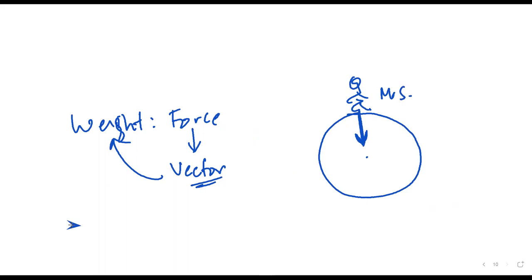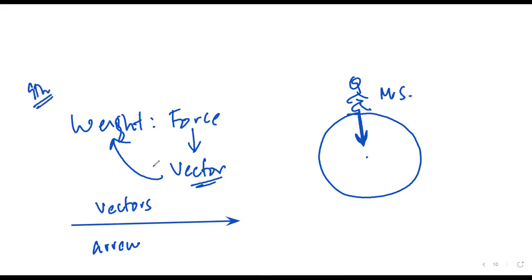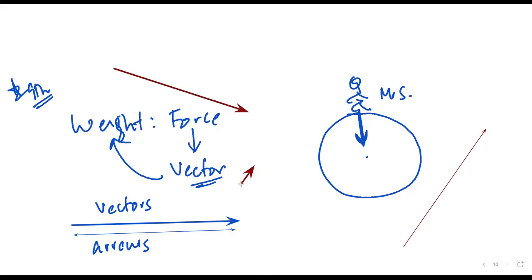Vectors are represented by an arrow. You will do this in maths also. I think in 9th class you will do this. I don't know whether it is there in 8th class or not. Most probably this will be in 9th class. So vectors are represented by arrows. They have magnitude. The length of this vector will give you the magnitude of the vector, and this direction will give you the direction of the vector. So I can have a vector like this, or like this, or like this. Mr. Satya, any doubt? No, sir.